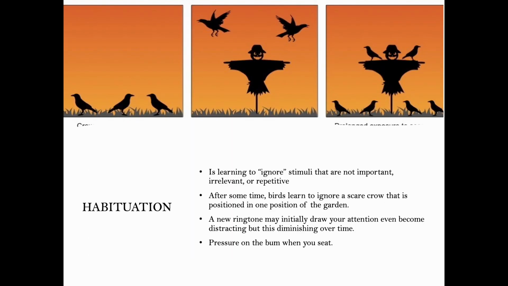What is habituation? Habituation is learning to ignore stimuli that are not important or stimuli that are irrelevant or repetitive. When you place a scarecrow in a garden, the birds that are in that garden fear the scarecrow and they jump, they fly away. But when that scarecrow stays for a long time, they discover, this is not actually a threat. So they come back. You can see even here, some of them are even sitting on it. That is habituation. Learning to ignore stimuli that is irrelevant.